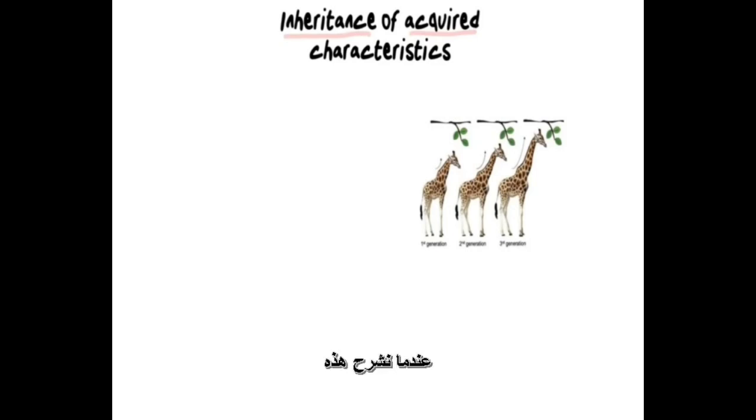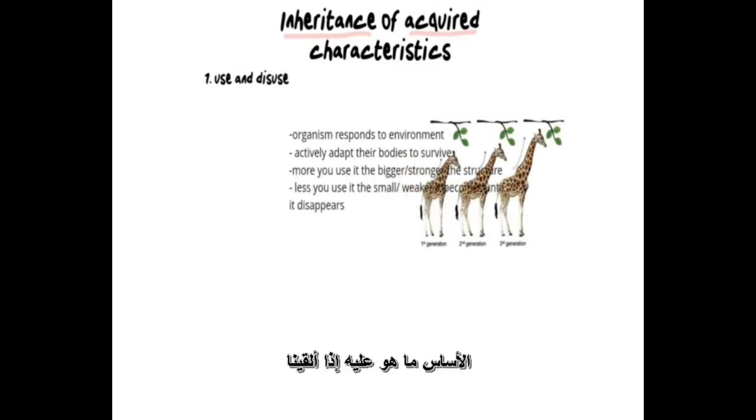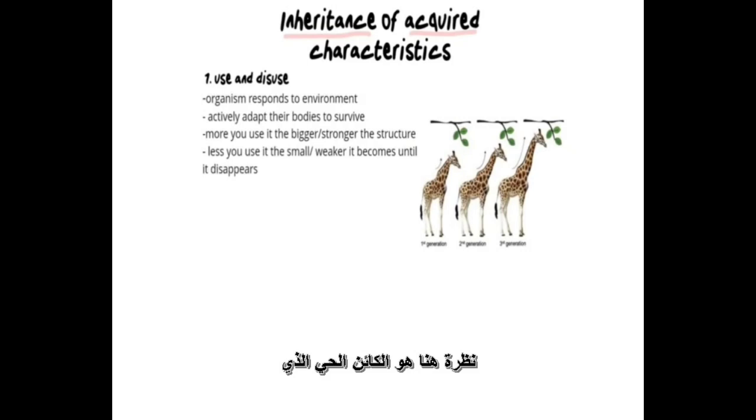Now, when we explain this particular hypothesis, we use the first principle of use and disuse, which is a fairly simple and straightforward idea, and it's broken down into a couple of parts. But essentially, if we have a look here, it is the organism that is responding to the environment, which in other words means the organism has decided itself that it wants to respond to whatever has changed.